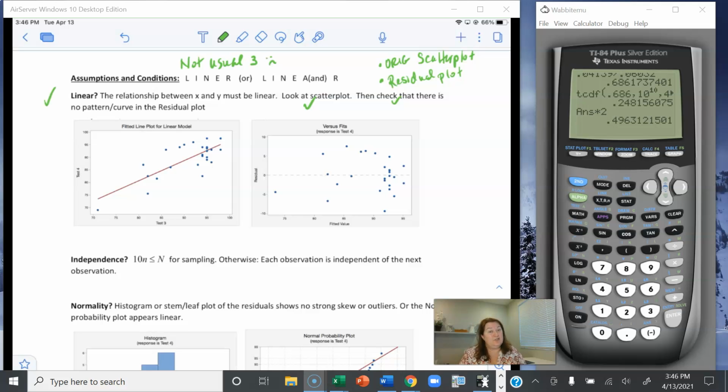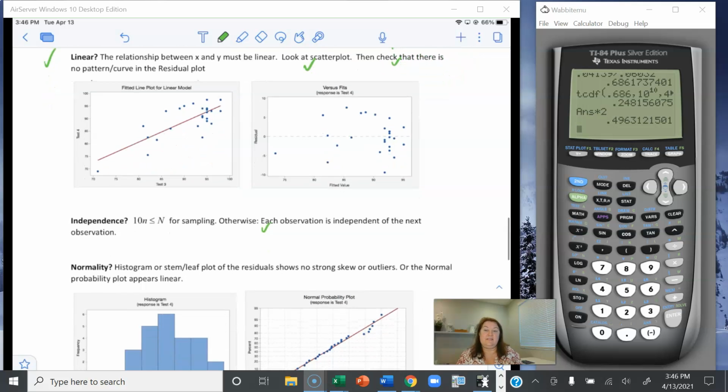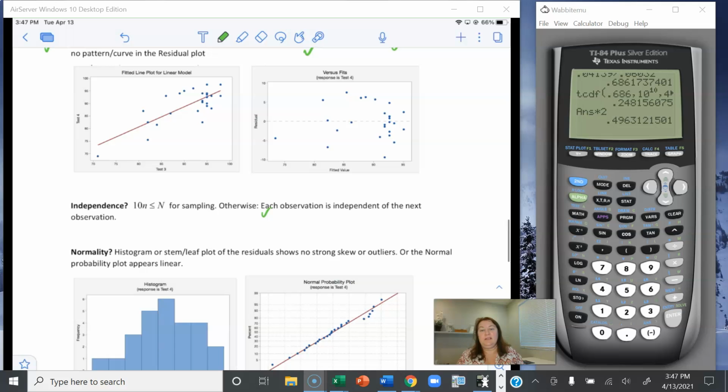The next one is I, no shocker, this is the one that we're checking before. If we're doing sampling, we want to make sure that we're not sampling more than 10% of the population, okay? And any reason that they don't tell you any of that information, you can just simply state each observation is independent of the next observation, okay? So there is your set phrase of if they don't give you enough about sampling information, you can just say each observation is independent. If it's coming from an experiment, remember you don't even have to check this one. Okay, so there's our independence.